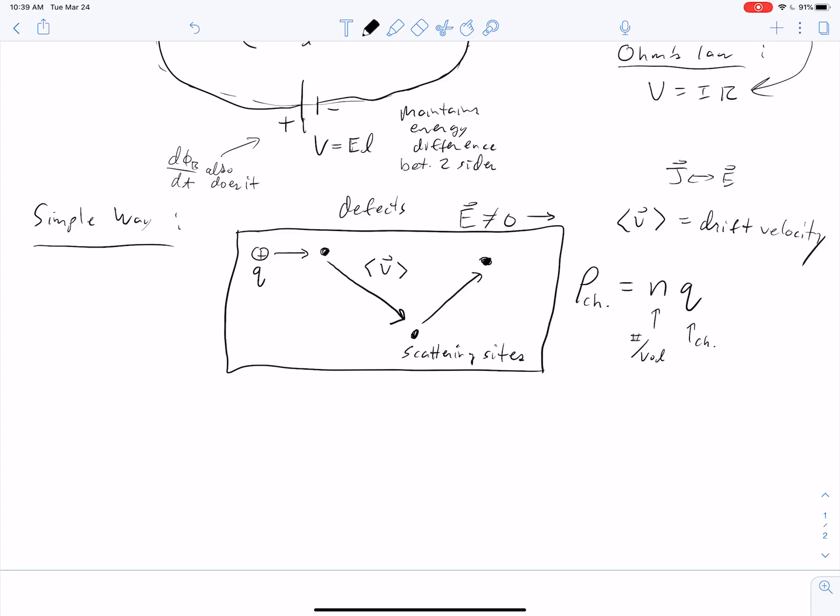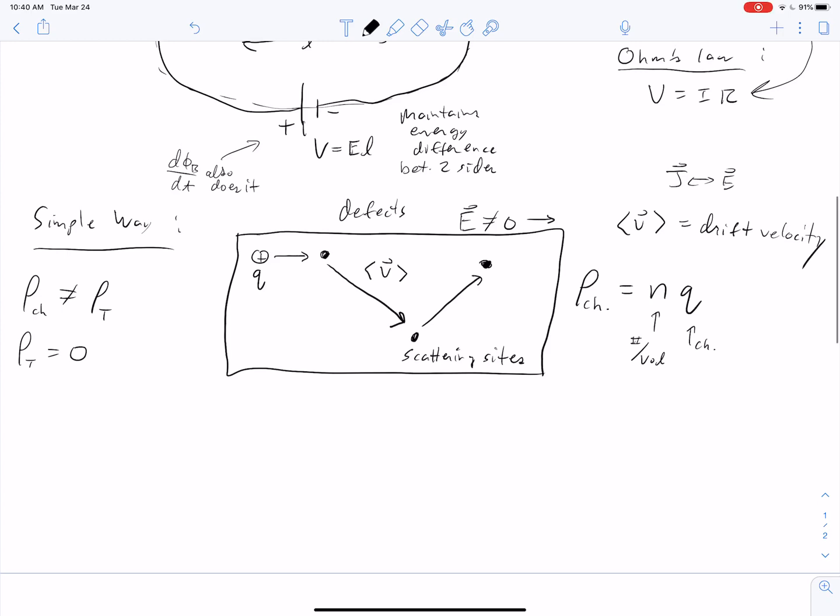And I want to make an important point, which is that rho charge does not equal the total charge density in the conductor, because the total charge density in the conductor is typically zero, because I have just as many positive and negative charges, and they cancel. Instead, rho charge is equal to the charge density that can move.